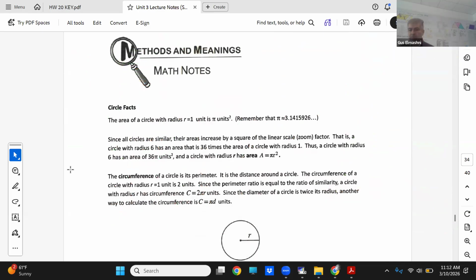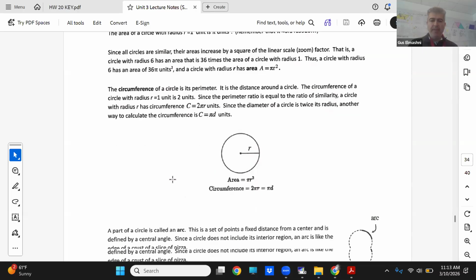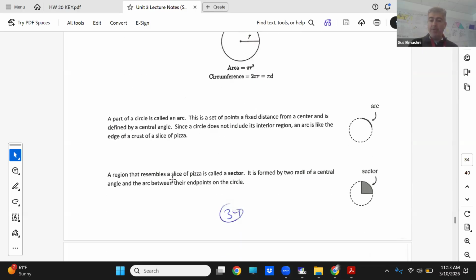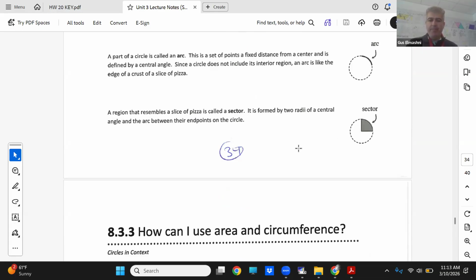So the area of a circle, if the radius is 1, then the area is pi units. Pi is 3.1415926, a bunch of random digits. Pi r squared, we know, is the formula for area. Circumference is 2 pi r. You can also use pi d. All circles are similar to each other. We know that. Arc and sectors we talked about as well. Arc is a portion of the circumference. Sector is a portion of the circle. It seems intuitive, arc and sector, right?